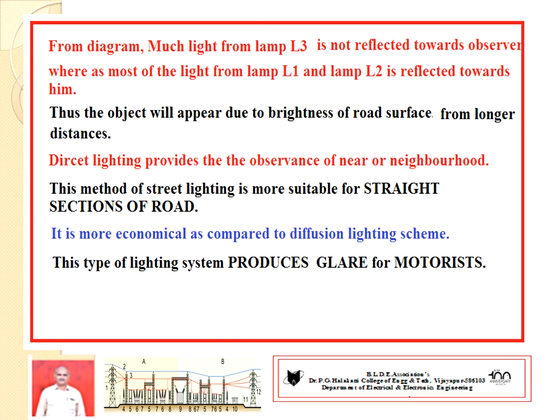So, sometimes direct lighting also provides the observance of nearer or neighboring conditions of the objects. So, in some lighting systems, some part is also direct lighting which is falling on that. So, this also helps the drivers to observe neighboring obstacles.